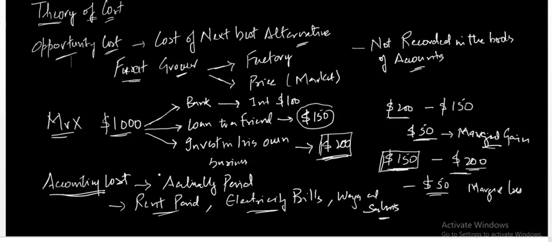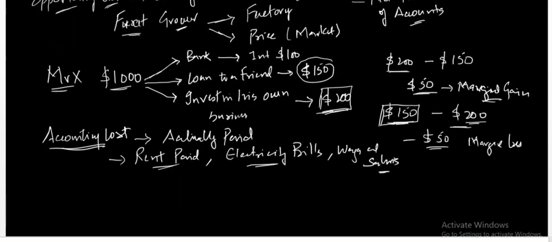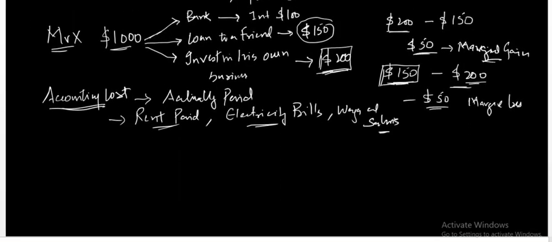In this case, all these costs will be classified as accounting costs. These costs are actually recorded in the books of accounts and are actual costs that you can see on the income statement of any firm. Now, these accounting costs are sometimes also called explicit costs.